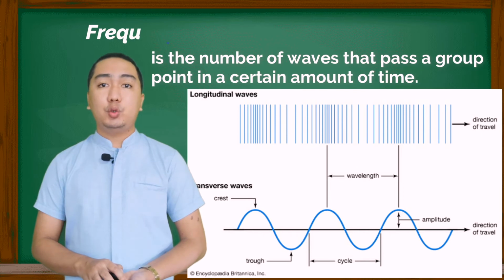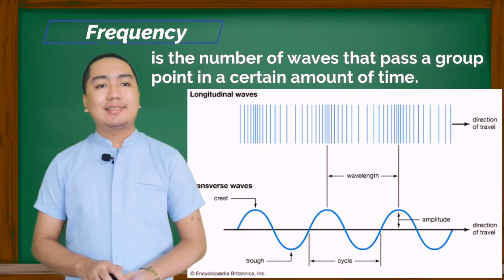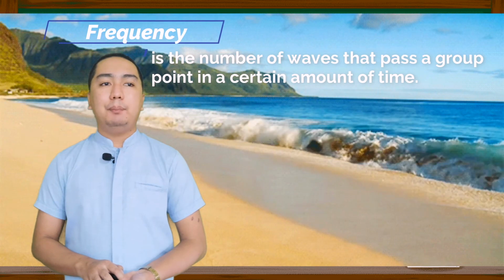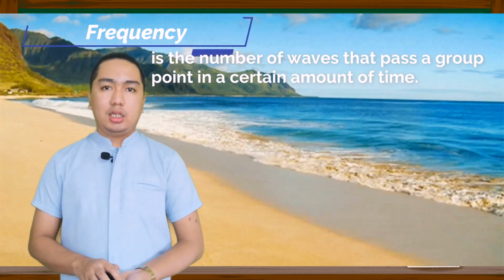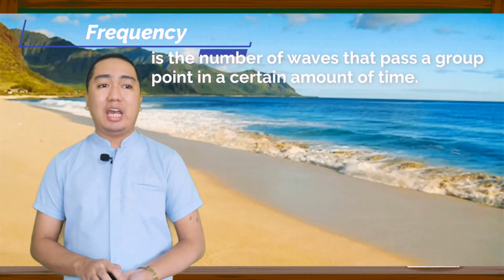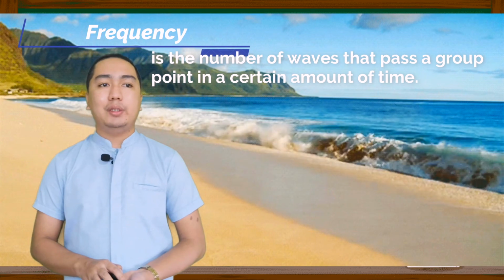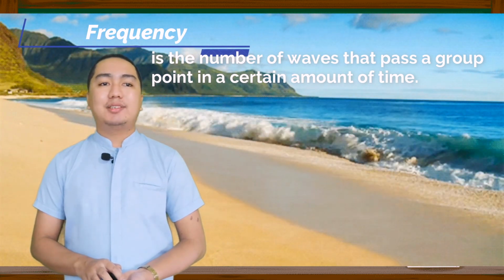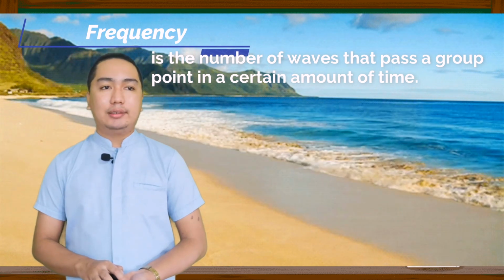Next, let's proceed to frequency. Frequency is the number of waves that pass a given point in a certain amount of time. For example, suppose you are on the beach watching waves that roll towards the shore. If the waves reach the shore every 15 seconds, then you can say that these are low frequency waves compared to the waves that reach the shore every 5 seconds.